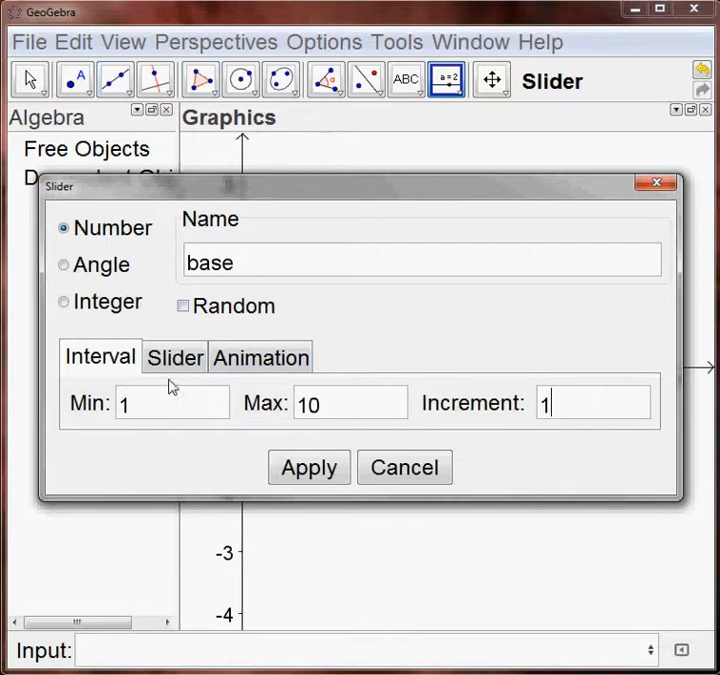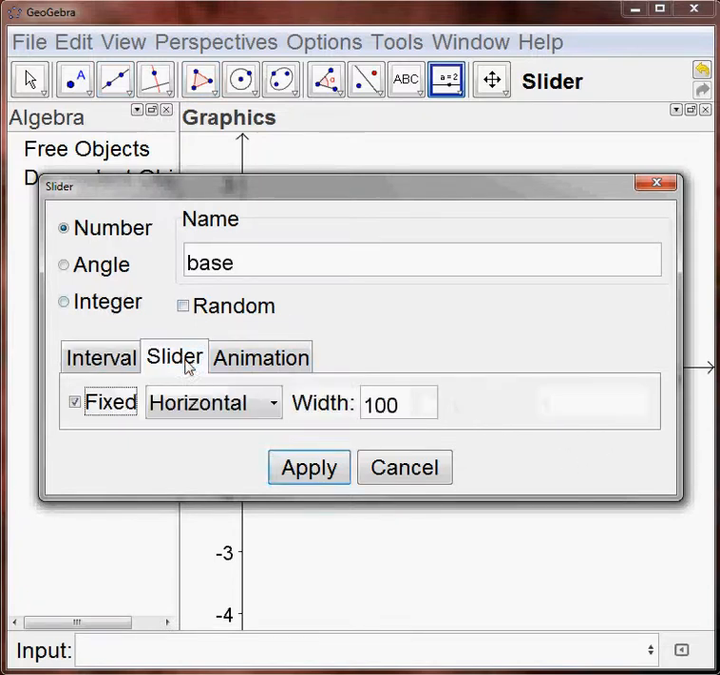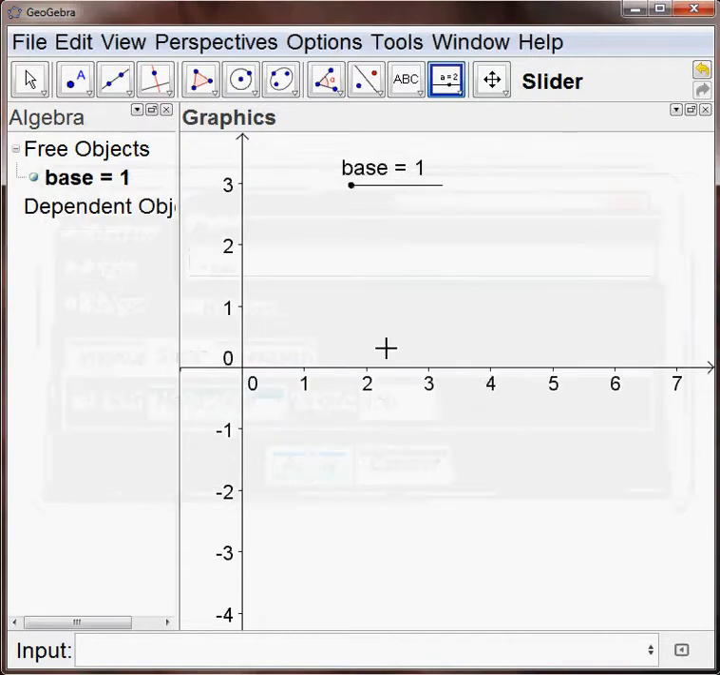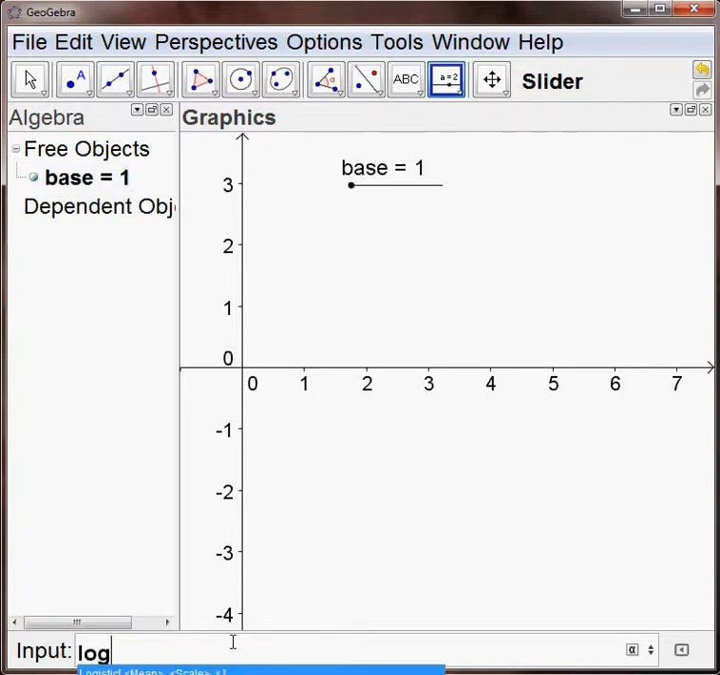I only want integers. I guess I could have selected that and it would have changed stuff for me, but that's okay. So this will let me change the base dynamically. I want to graph the log. What's the base? I want the base to be base, so I'll just type base. Because I called this number base, it will plug that number in there for me of x. So let me go ahead and hit enter there.